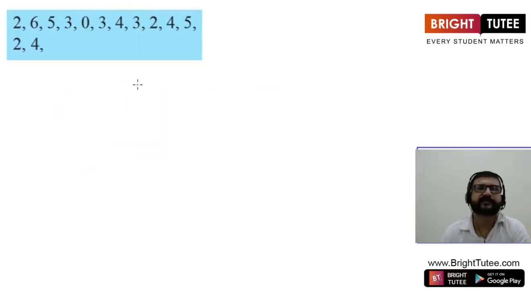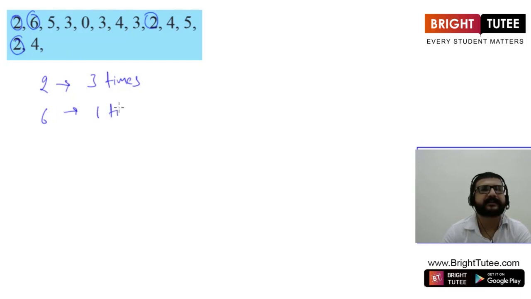Let's consider one more example. So here also one data is given to us. We have to find mode of this data. For that we have to see which value or which observation is occurring most often or most number of times. So let's see how many times 2 is occurring. 2 is occurring 1, 2 and 3. So 2 is occurring here 3 times. How many times 6 is occurring here? 6 is occurring only 1 time.